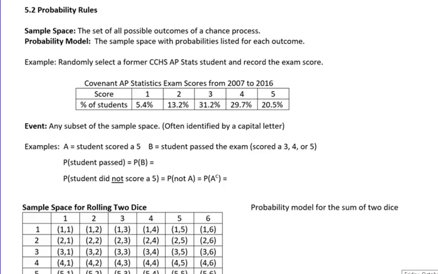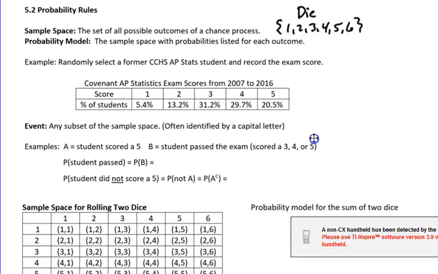In section 5.2, we're going to start by looking at some basic probability rules. So let's just define some terms. The sample space is the set of all possible outcomes of a chance process. For example, if you roll a die, the sample space would be 1, 2, 3, 4, 5, or 6, because those are the possible outcomes. If you flip a coin, the sample space would be heads or tails.